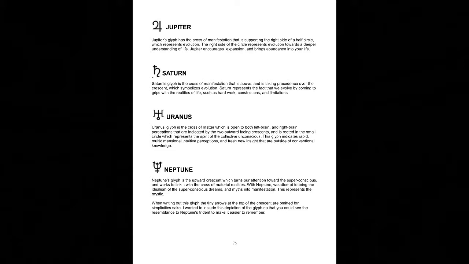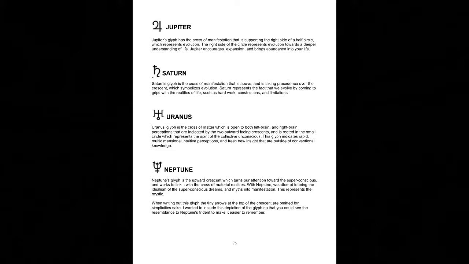Uranus. Uranus's glyph is the cross of matter, which is open to both left brain and right brain perceptions that are indicated by the two outward-facing crescents, and is rooted in the small circle, which represents the spirit of the collective unconscious. This glyph indicates rapid, multidimensional, intuitive perceptions and fresh new insights that are outside of conventional knowledge.